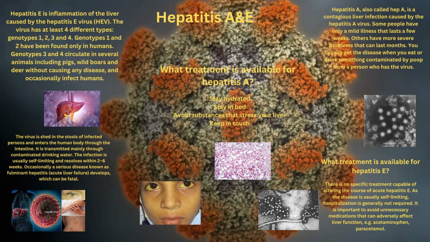Hepatitis A, also called Hep A, is a contagious liver infection caused by the hepatitis A virus. Some people have only a mild illness that lasts a few weeks. Others have more severe problems that can last months. You usually get the disease when you eat or drink something contaminated by stool from a person who has the virus. What treatment is available for hepatitis A? Stay hydrated, stay in bed, avoid substances that stress your liver, keep in touch.